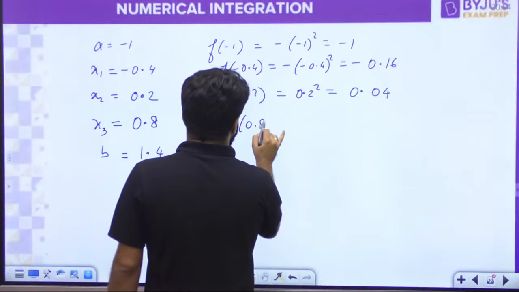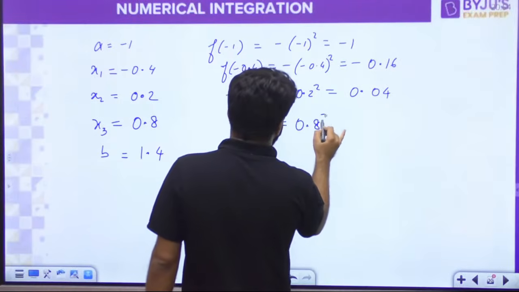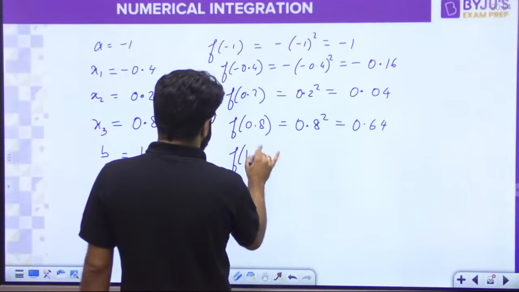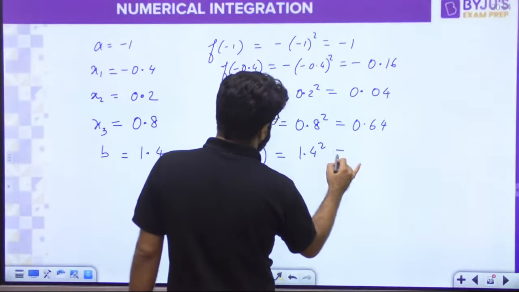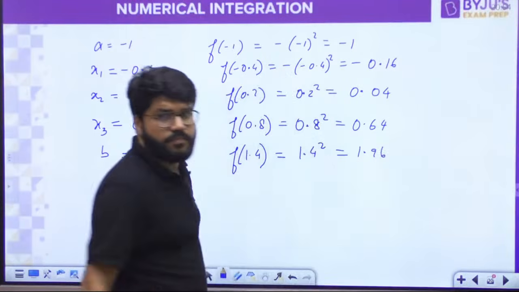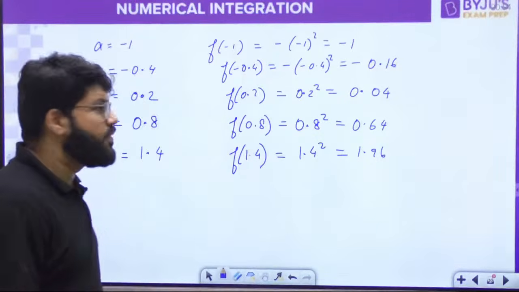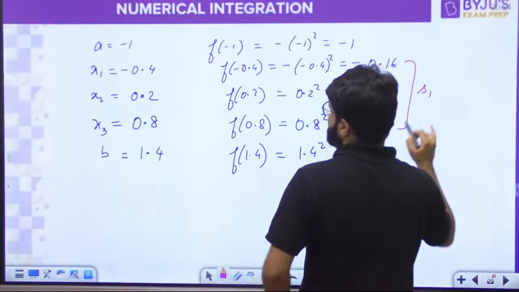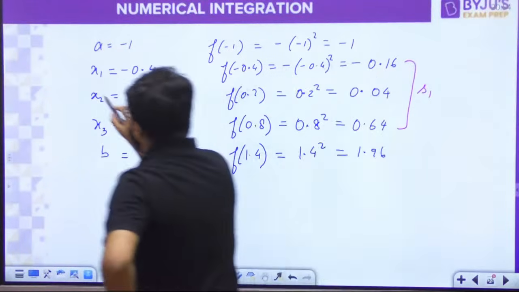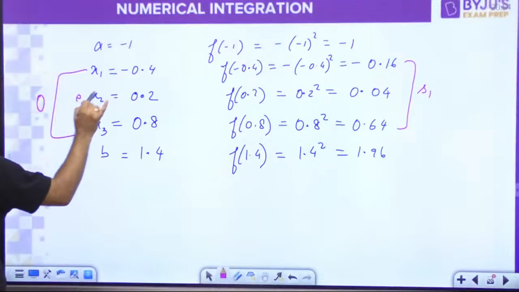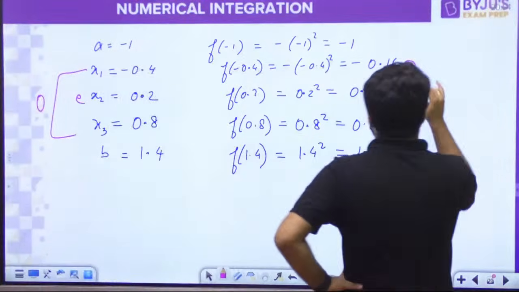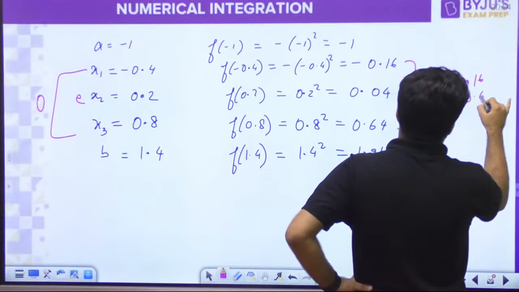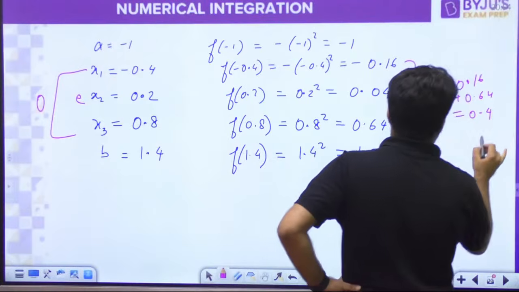इसको लिख दिया 0.8, so that is equal to 0.8 square, that is the 0.64, and finally f 1.4 fb, that is positive 1.4 का square is 1.96. Okay, चलो, now coming up with the values, what is the s0 and what is the s1? ये हो जाएगा s1, sum of odd points x1 and x3. Okay, these two will be counted in odd and this one is even. Okay, so 0.16 negative में है plus 0.64, so this one is 0.48.